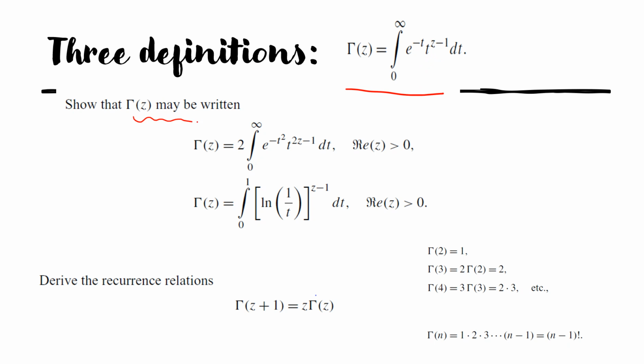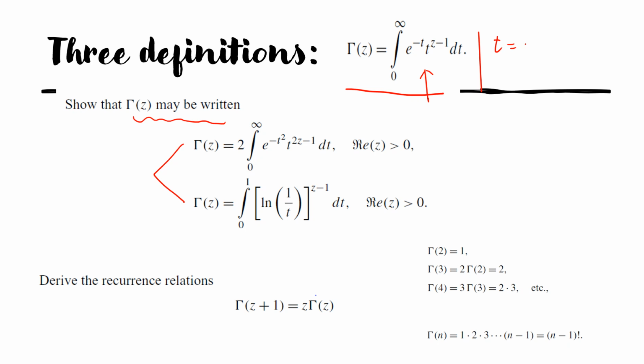So the gamma function is usually defined like this. The first thing I will show is that the gamma function has these two usual variants. We start from here. The first one, I guess everyone knows.